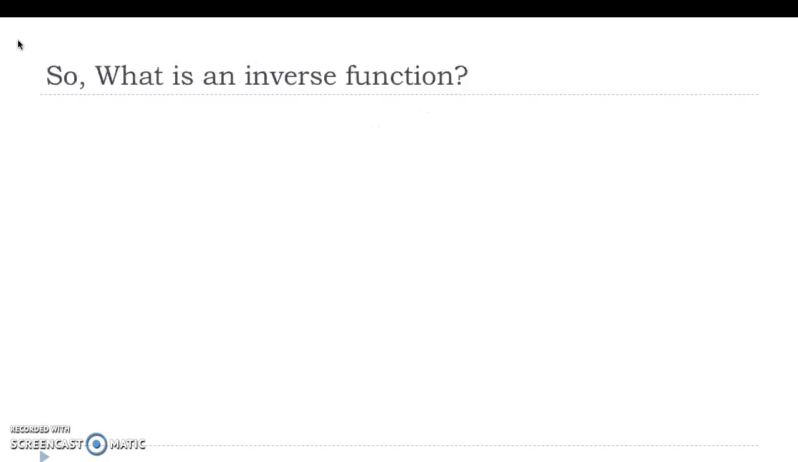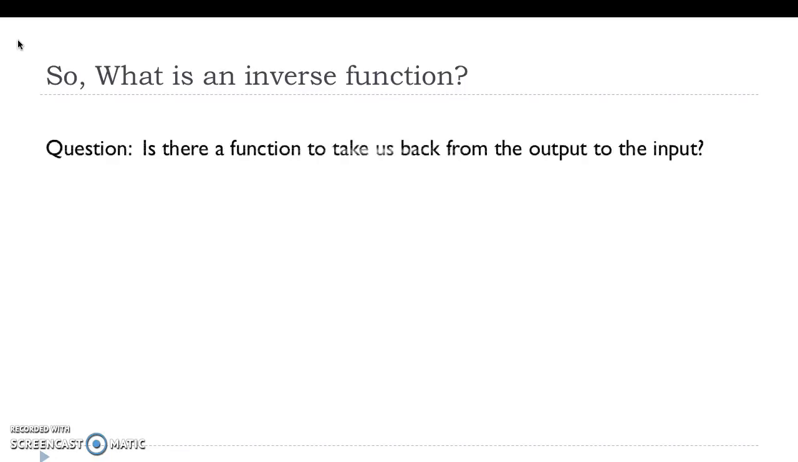So what is an inverse function? Is there a function to take us back from the output to the input? If there is, we call it an inverse function. So it takes the output and gives us the input.